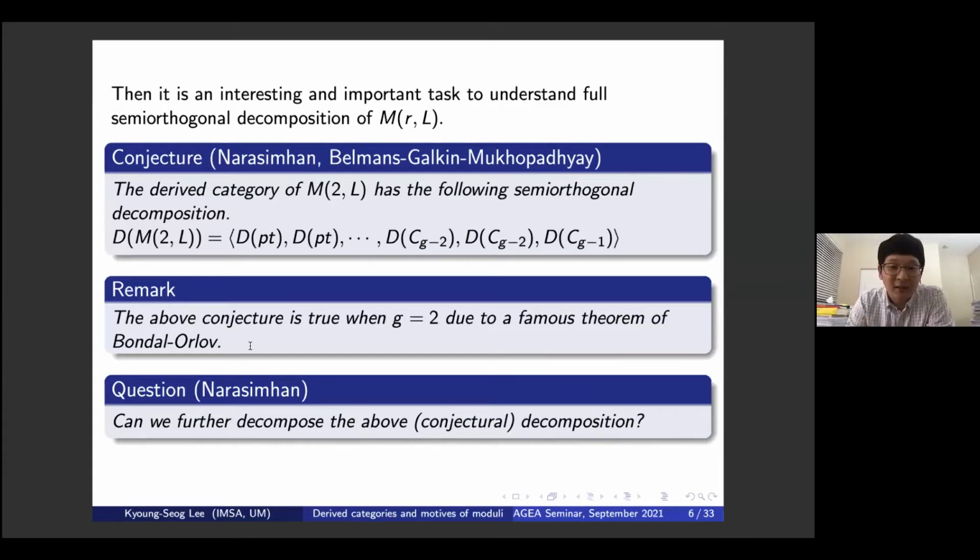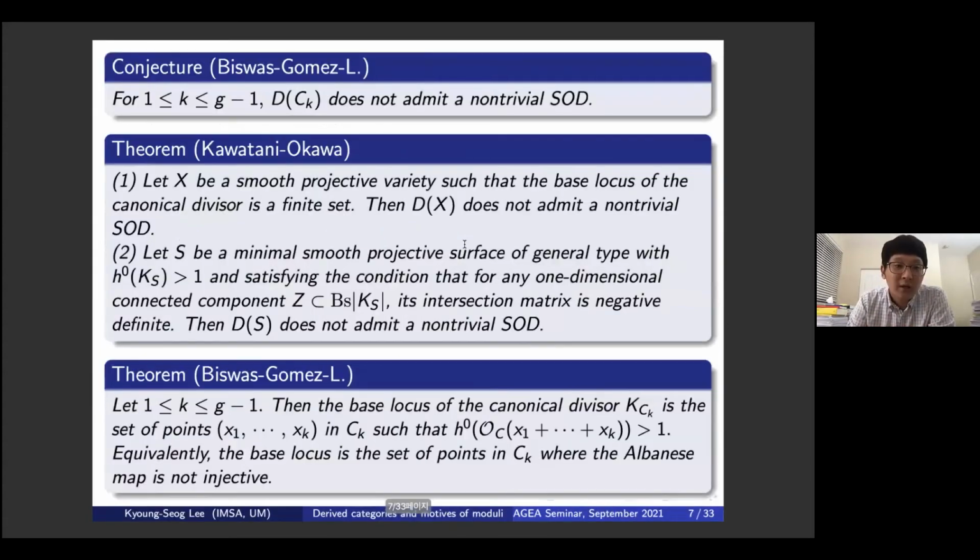If this moduli space has this decomposition, then it is quite a natural question, I guess. Can each component be decomposed further or not? Okay, so Biswas, Gomez, and myself thought that when k is from 1 to g-1, then this k-th symmetric product will not admit a non-trivial semi-orthogonal decomposition.